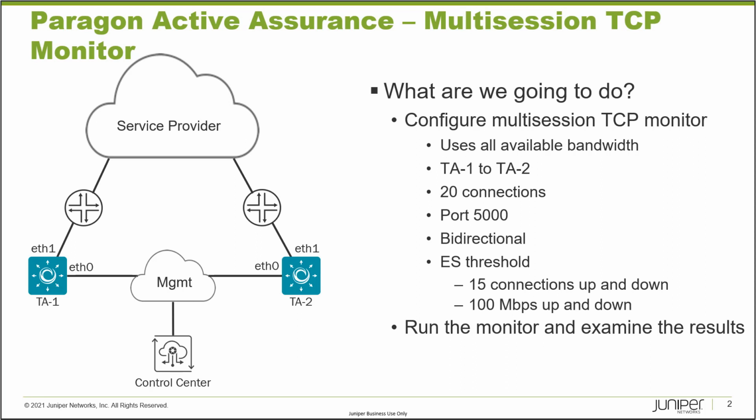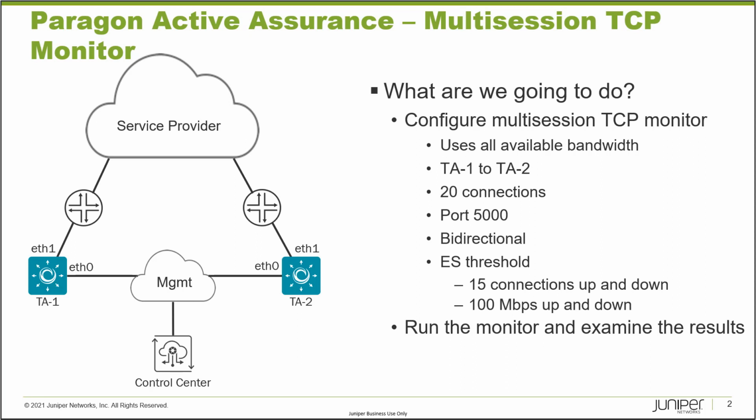And so with that, what do we want to do? We want to configure a multi-session TCP monitor. And something to keep in mind about the multi-session TCP monitor task is that it uses all available bandwidth. And so you may not want to run this when you have production traffic in a network. It depends on what you need to do, but it's just going to test the available bandwidth. And so we're going to be setting this up between TA1 and TA2.